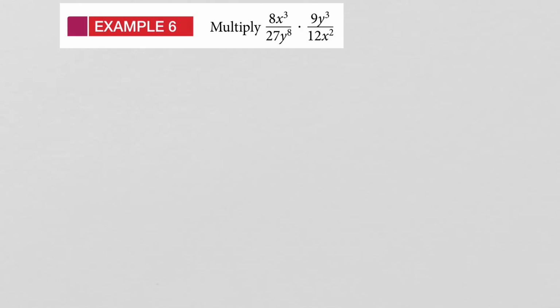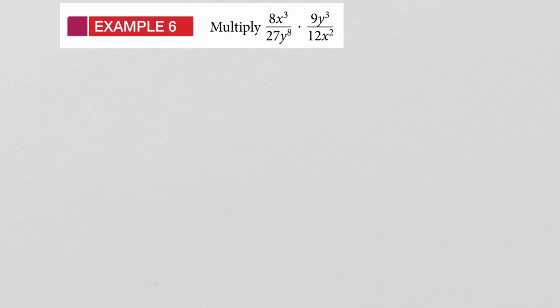Here we are multiplying a couple of fractions that only have monomials. Now, monomial means that there are no pluses or minuses, right? So we just have 8x cubed divided by 27y to the 8th, then times 9y cubed divided by 12x squared. So the principles are the same.